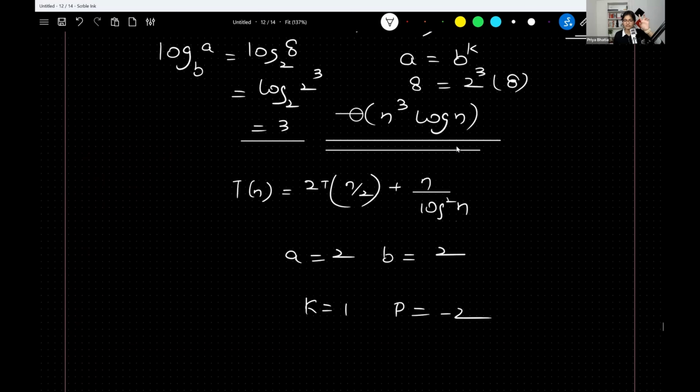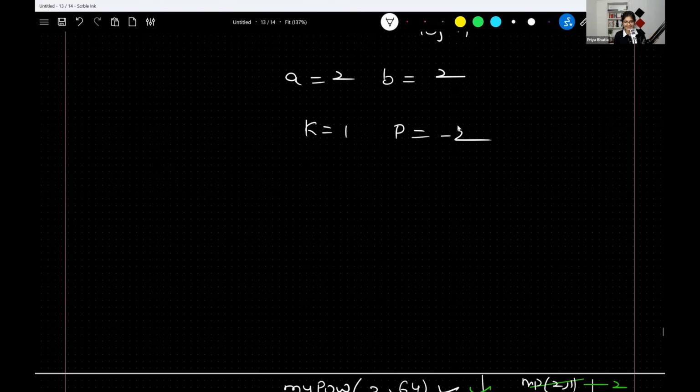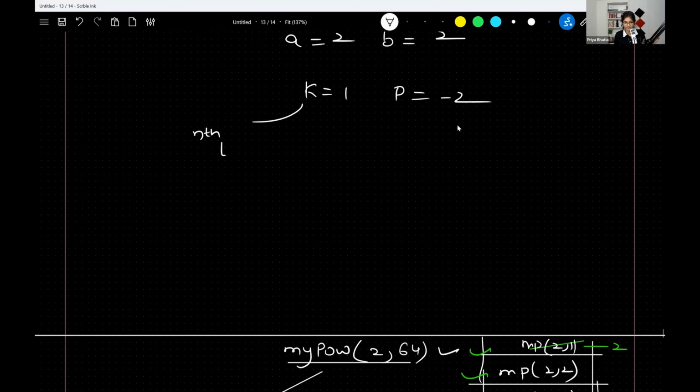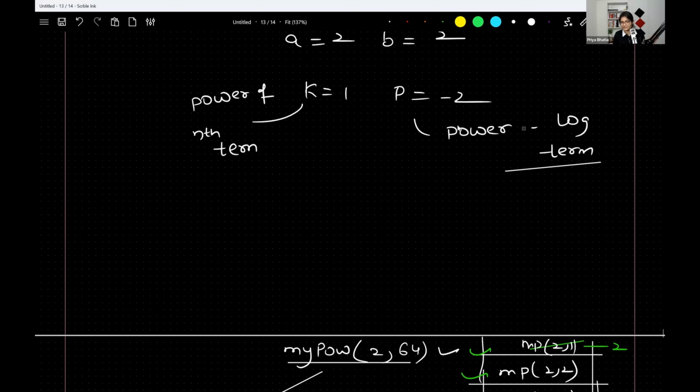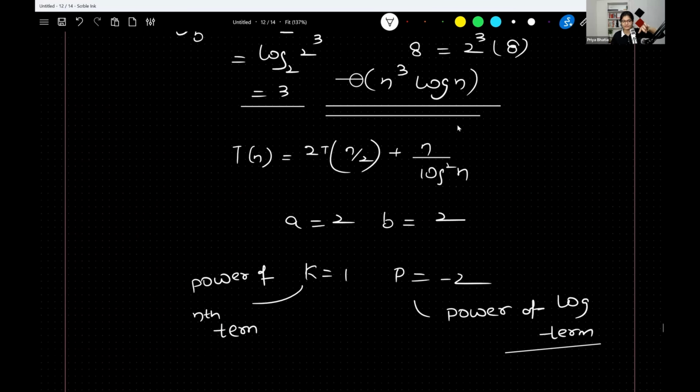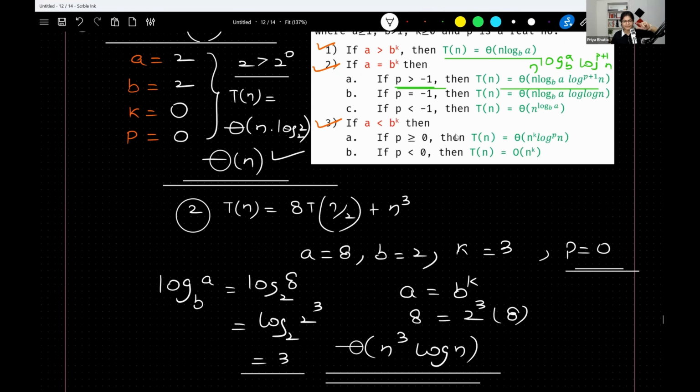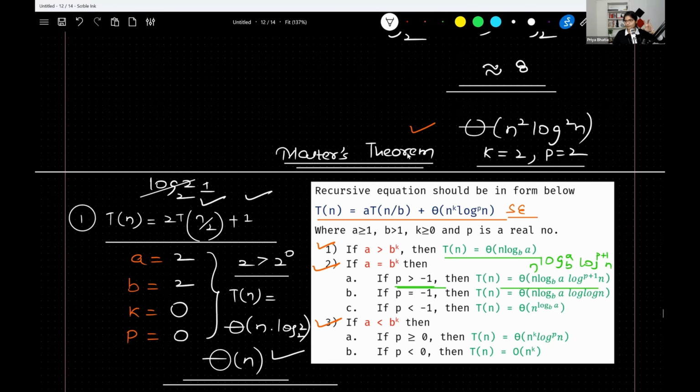But here it is available, so K is also having a power. So always remember, K indicates the power of the nth term, and P indicates the power of the log term in the standard equation. Simple. And there are many recurrence relations where you will not have the nth term power and log term power. It means in those equations, the value of K and P will be 0. For example, example number 1 we just saw, and there are many examples we have done in which K and P are 0.